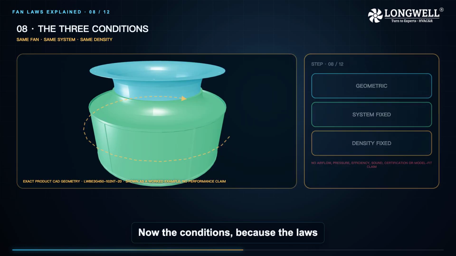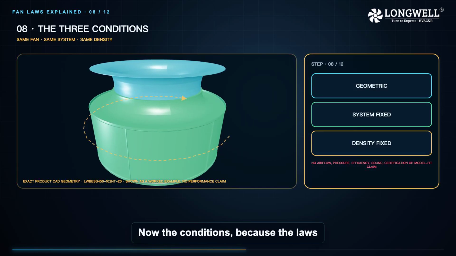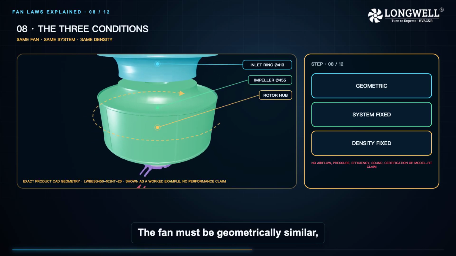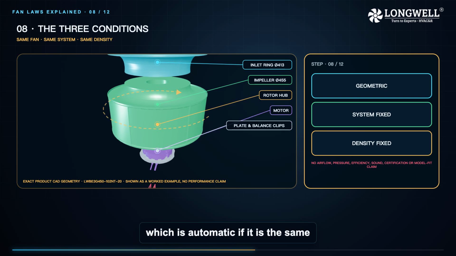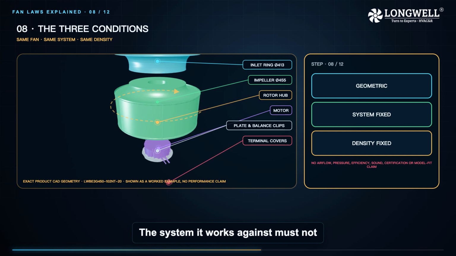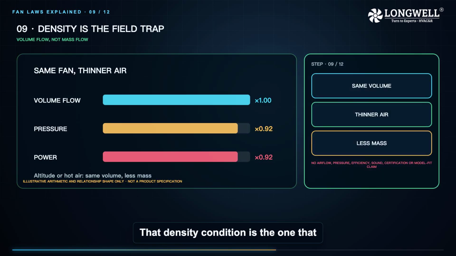Now the conditions, because the laws are exact only when they hold. The fan must be geometrically similar, which is automatic if it is the same fan at a different speed. The system it works against must not change. And the air density must be the same, because every one of these quantities except volume flow depends on density. That density condition is the one that catches people in the field.